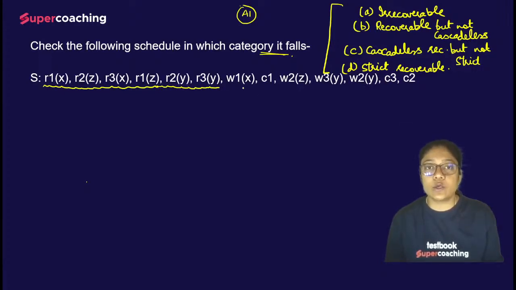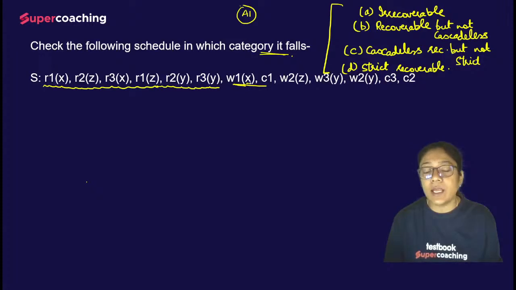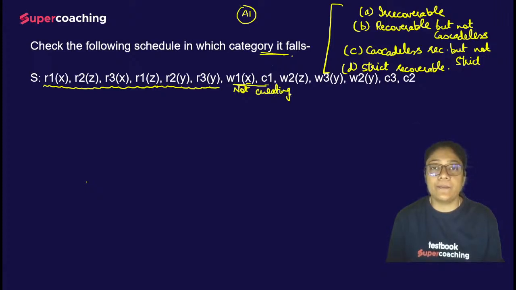Now here comes the first write operation. As soon as the first transaction writes data item X, it immediately gets committed. That means it is nowhere going to create a problem. As soon as the data item was updated, it got committed. So we can say it is not going to create any problem, or that this is strict recoverable, because before data item X is read or written by another transaction, it gets committed. This is what we have covered in strict recoverable. So it is not creating any problem, and we can skip it. Why is it not creating a problem? Because it gets committed immediately.